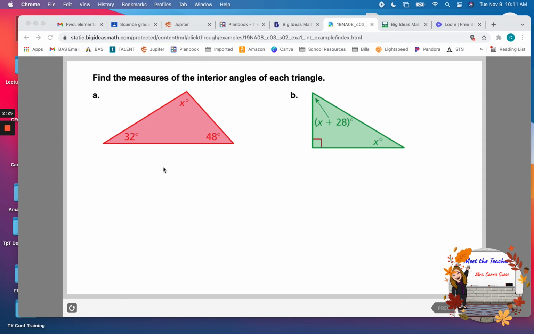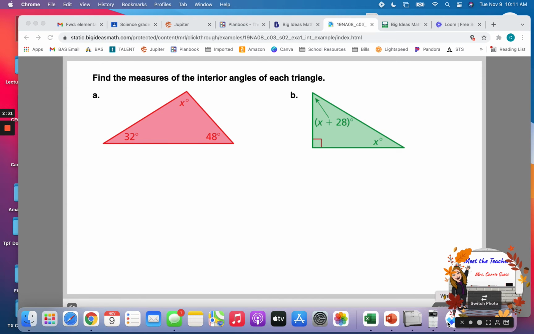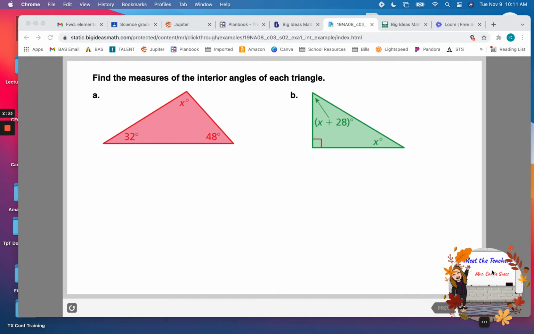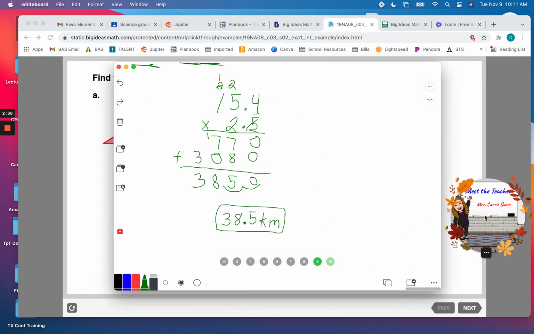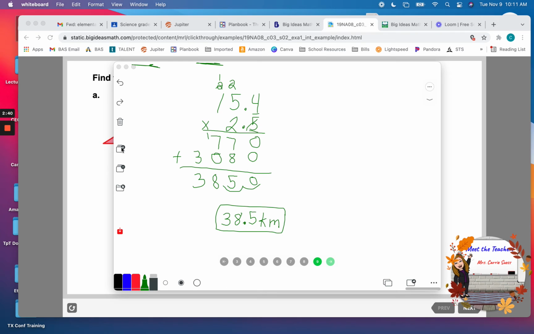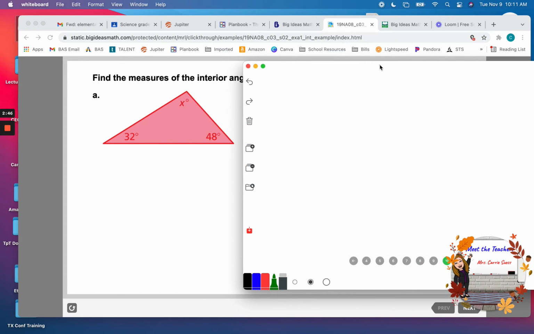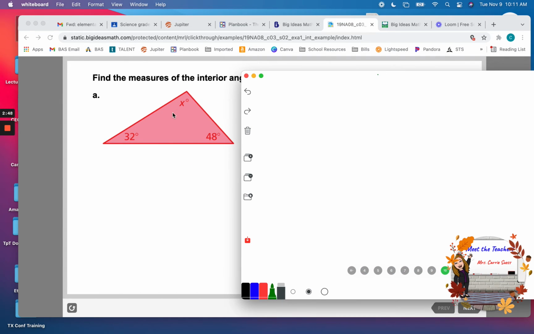All right, so we're going to find the measures of the interior angles of each triangle. So let's look at A. Let me grab my whiteboard. Oh, man, my face is in the way. All right. So I have 32, 48, and x. How can I set this up in order to solve for it, Aaron? Oh, never mind. Camila?